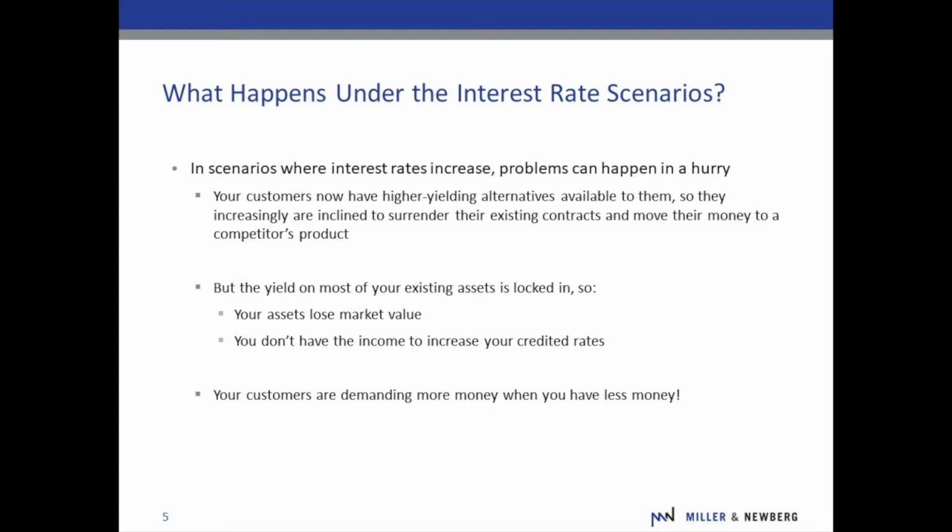Maybe you have an annuity that you're crediting a certain interest rate, and maybe that was a really attractive interest rate before, but now with interest rates being so much higher, your customers are looking around and seeing, if I move this money somewhere else, I can get a much higher interest rate, maybe in another annuity, or maybe in a savings account even, or a money market account, or a CD, or whatever. And so they recognize, maybe I should move the money. And so they're increasingly inclined to surrender their existing contract with you and move their money to a competitor's product.